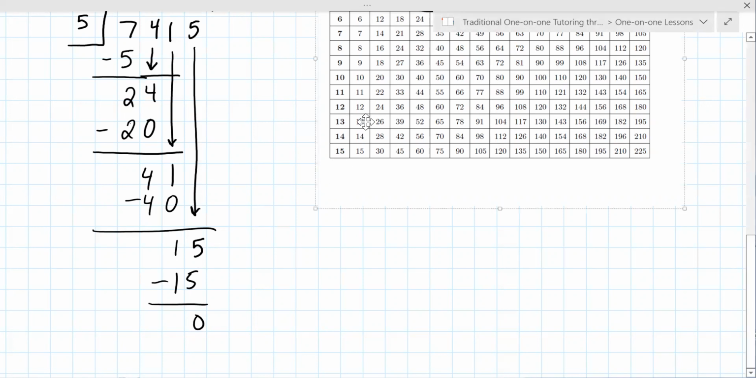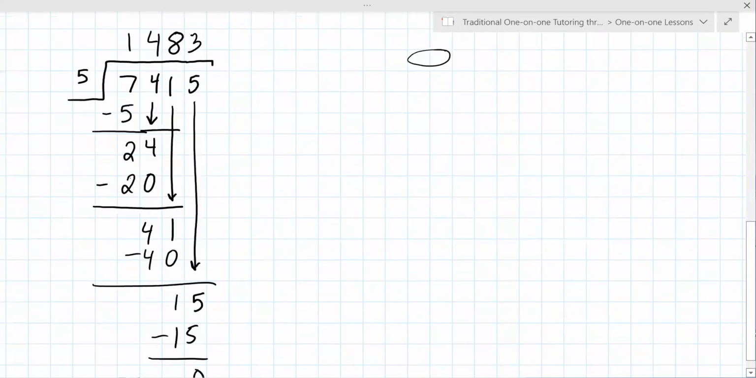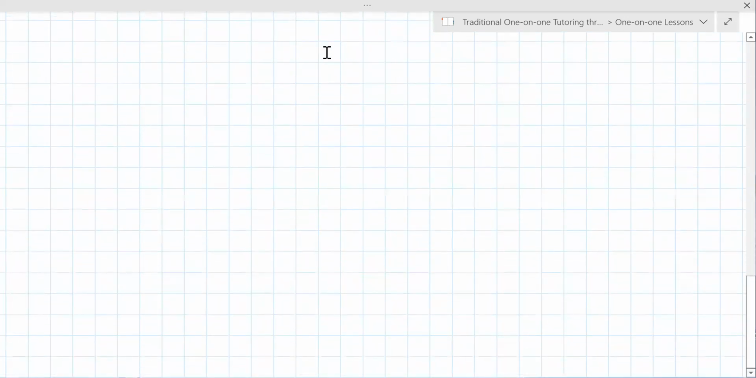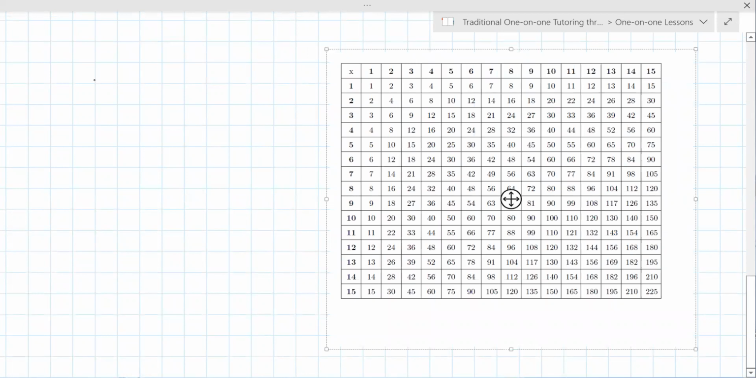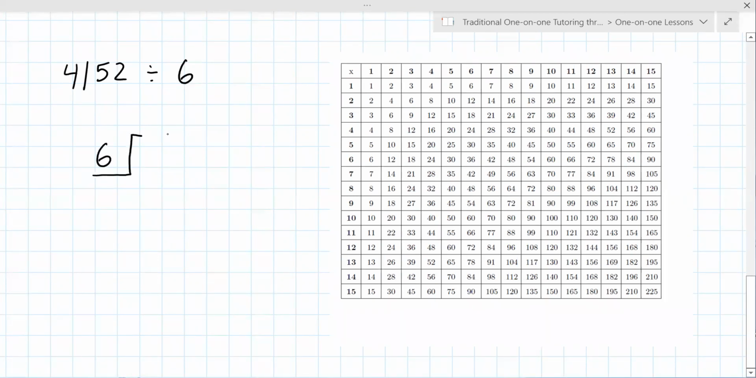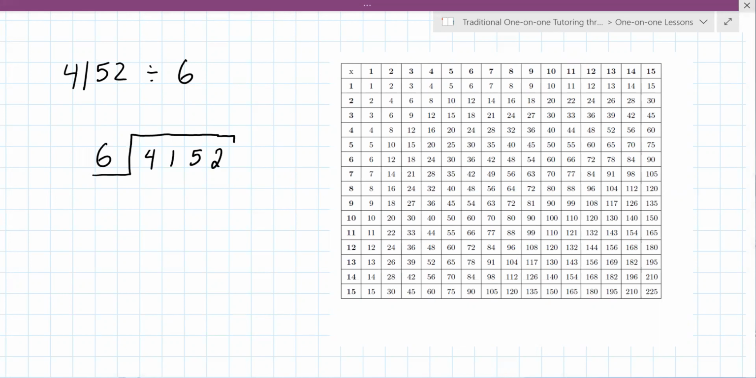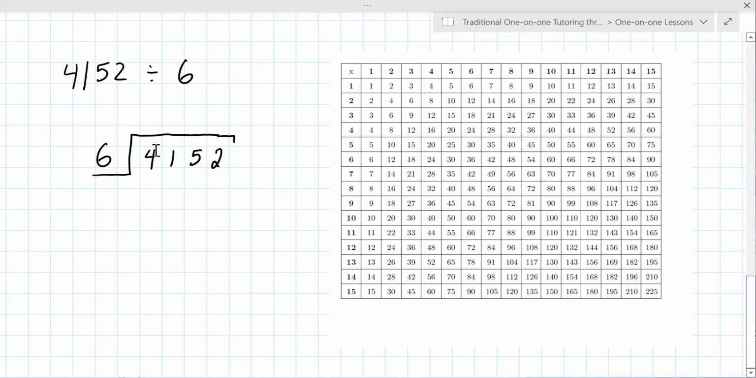You ready to do another one? Yes. Okay, let's go down here. So we've got 4,152 divided by 6. Would you like to try this one on your own? I think we can walk through it one more time and then I can try to do it by myself. Sounds good. Okay, so does 6 go into 4?